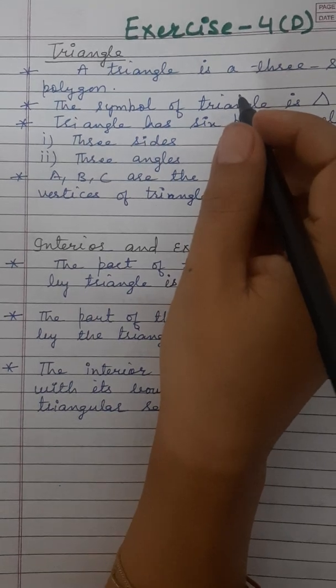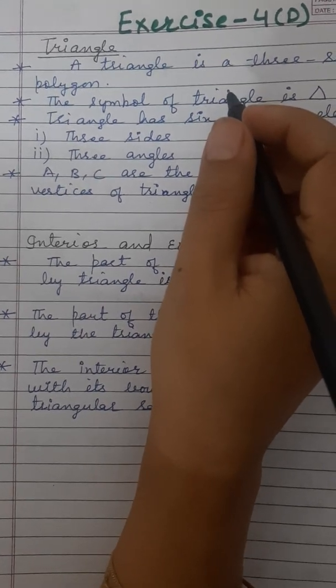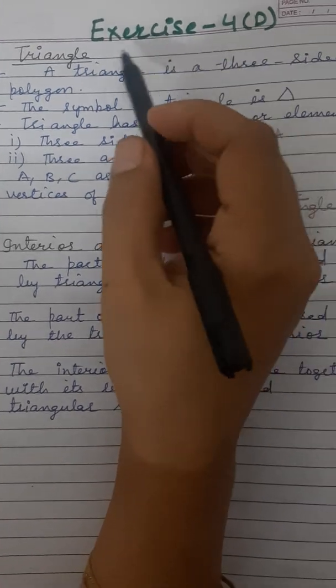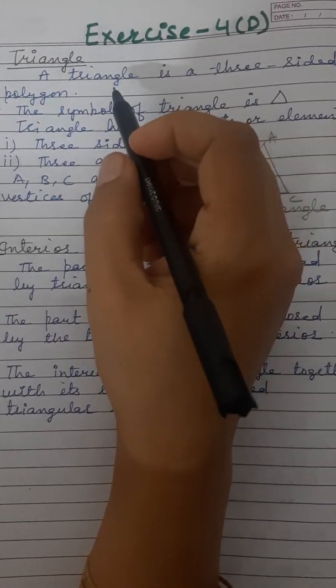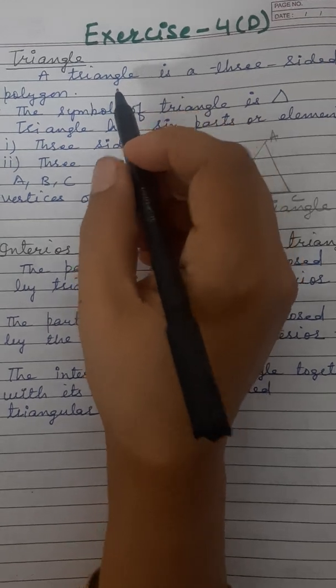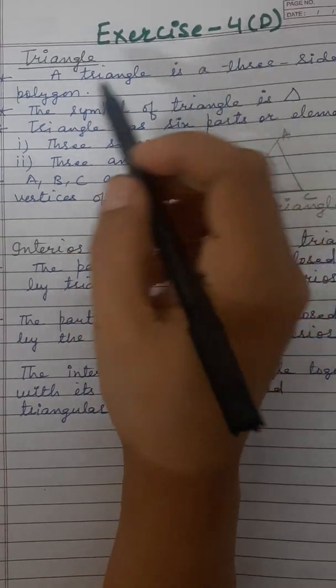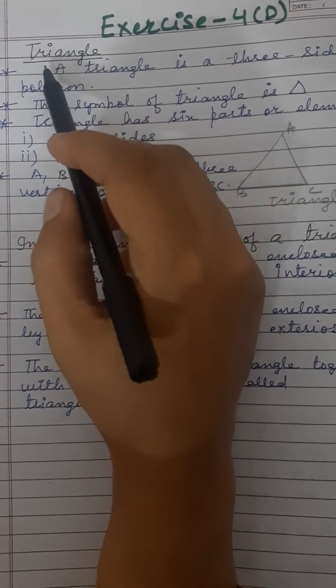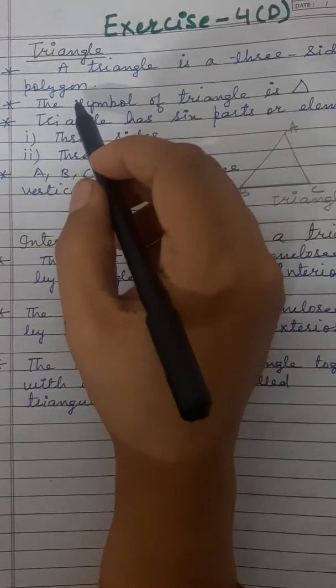Hello students, today we are going to start with the concept of triangle and quadrilateral. So in this exercise 4D we will study about triangle. First we should be clear about the definition of triangle. A triangle is a three-sided polygon. See, it is clear with this. Tri means three. So a triangle is a three-sided polygon.